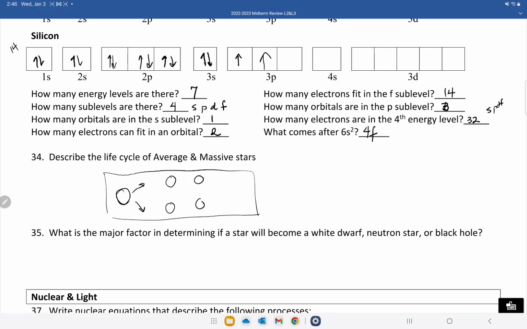So just look at that life cycle. You might want to put the order on your sheet of paper, just a small picture of that, and know the life cycle. And what is going to determine the life cycle is the mass. That is always going to be the most important factor that is going to determine the life cycle of a star.